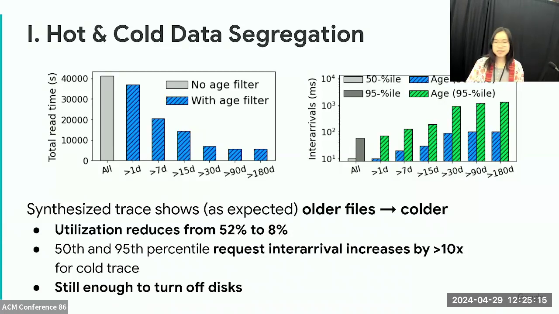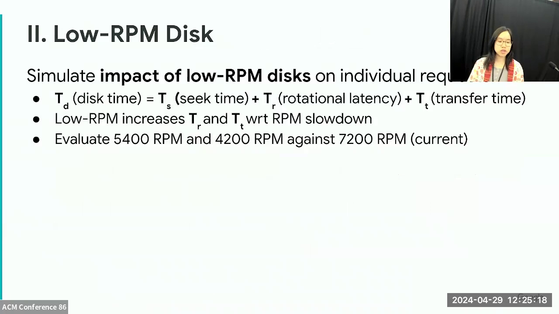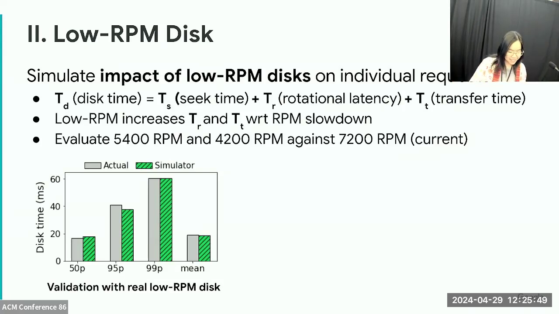So let's take a look at a slightly different strategy. What if we use a low RPM disk to save energy? To do so, we have to modify our simulator to model the low RPM disk. The main part is that we have to model the disk time. This time consists of 3 components: seek time, rotational latency, and transfer time. The speed of the disk affects rotational latency and transfer time. So what we do is essentially scale these 2 components linearly according to the speed of the disk. We validate that our synthesized disk time is accurate by comparing with the real disk time, evaluating on the low RPM disk, the real disk.